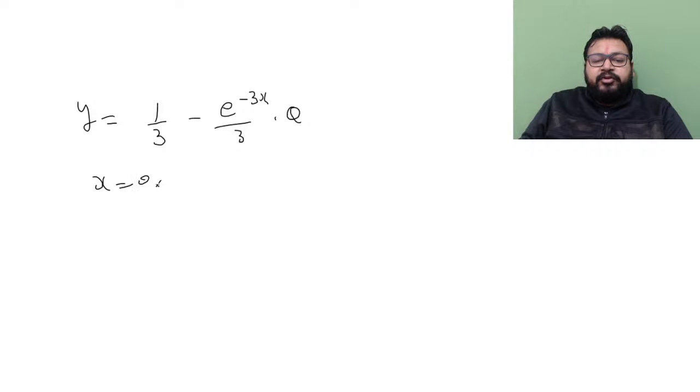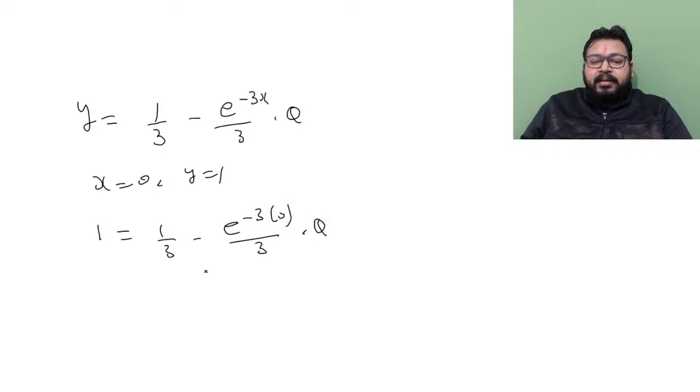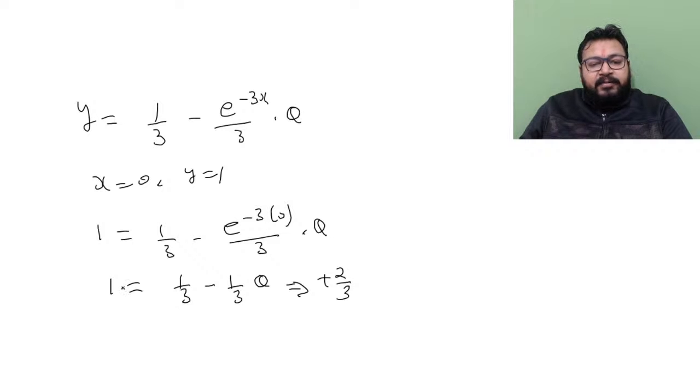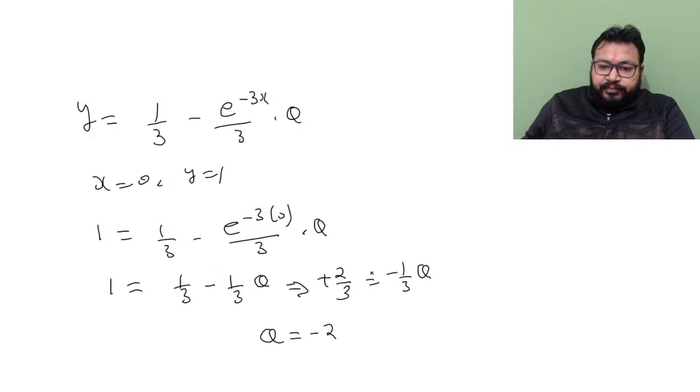Now x equals to 0 पे y की वैल्यू 1 है. यहाँ पर पुट करके देखते हैं. y is equals to 1 by 3 minus e to the power minus 3 into 0 by 3 into q. So 1 by 3 minus, this is also 1 by 3 into q. So that is 1 minus 1 by 3 plus 2 by 3. 1 by 3 goes there. It's 2 by 3 is equals to minus 1 by 3 into q. 3 and 3 cancels. q comes out to be minus 2. So the value of q comes out to be minus 2.